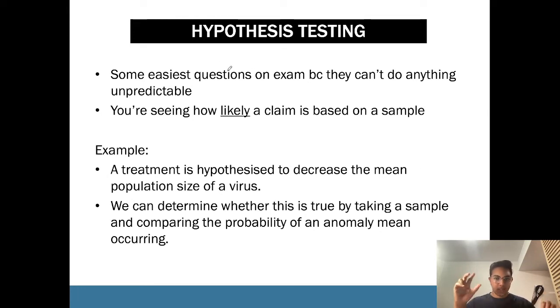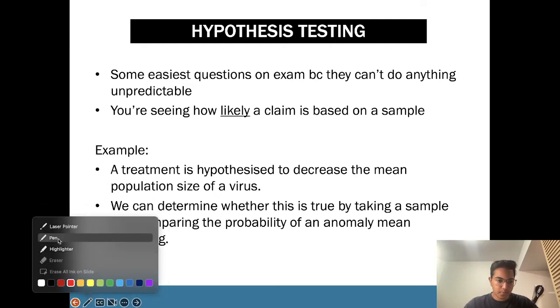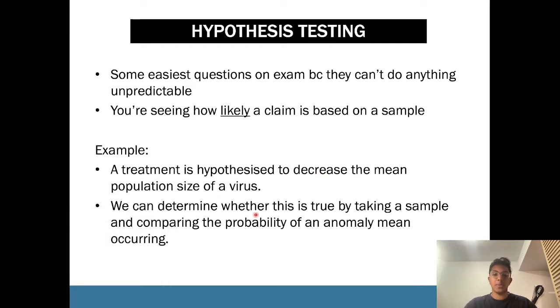the reason that it's the easiest question is because it's almost always the same question, just in different values every single year. What we're testing with a hypothesis test is the validity of some statement based on a sample trial or a set of sample trials. So for example, this one is talking about a medical treatment to decrease the mean population size of a virus. And so using a sample, we can test if this claim is true or not.